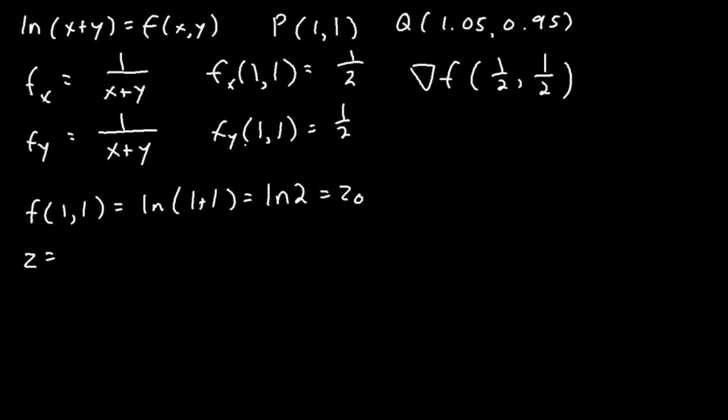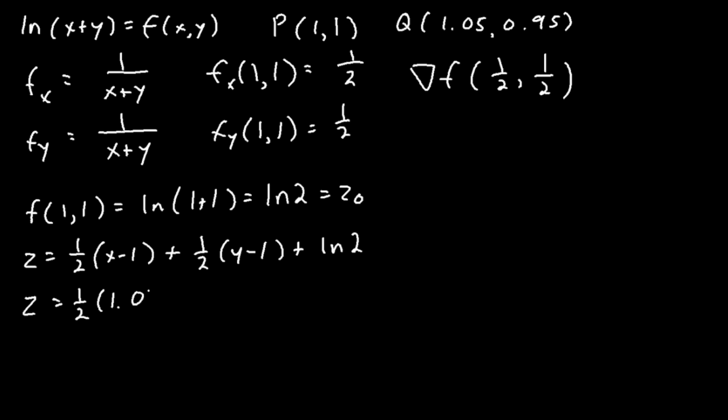Let's move ln to the other side of the equation first to isolate z, so we don't have to do that later. We get 1/2, which is our gradient, x value for our gradient, x minus 1 plus 1/2 y minus 1 plus our z null value, which was ln of 2. Then once we get this, all we have to do is plug in the values for q. So z is equal to 1/2 times 1.05 minus 1 plus 1/2 times 0.95 minus 1 plus ln of 2.